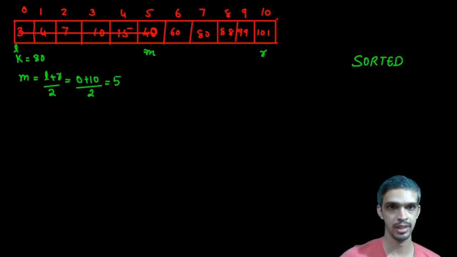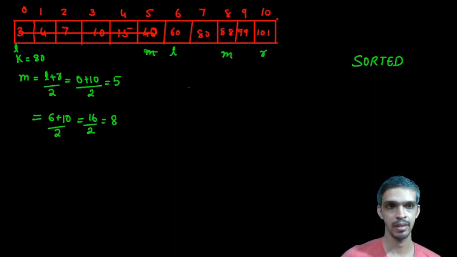There is no need to look at the leftmost part. We will be adjusting the indices, so we can fix L as m plus 1. So L will be at index 6, R stays the same, and again we need to calculate m. m equals (L plus R) divided by 2. In this case, it will be (6 plus 10) divided by 2, so 16 by 2 is equal to 8. So m equals 8.